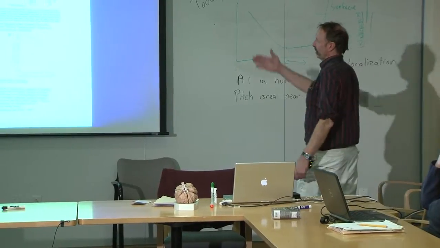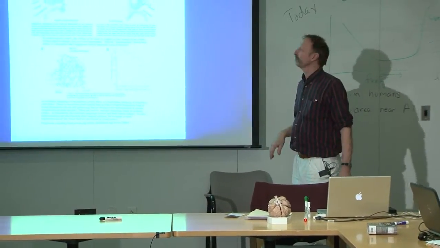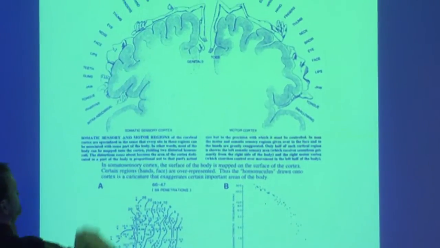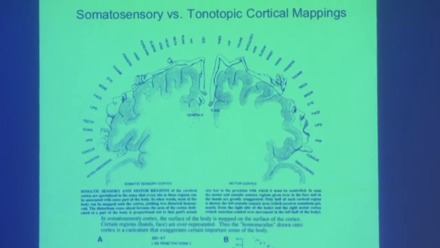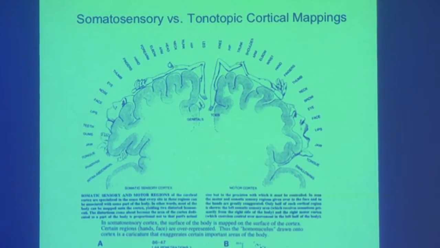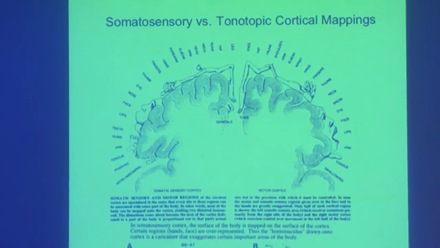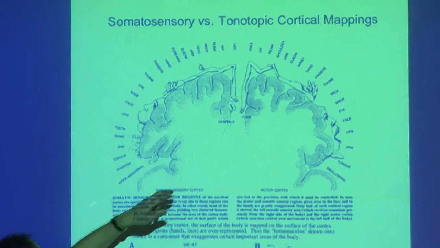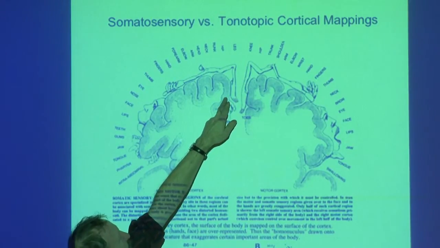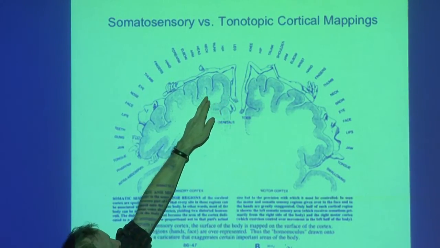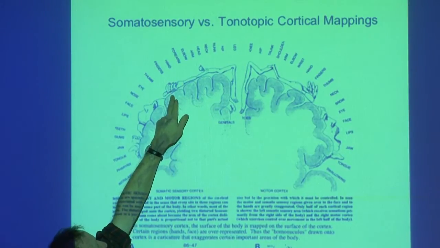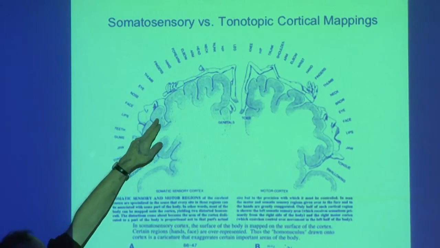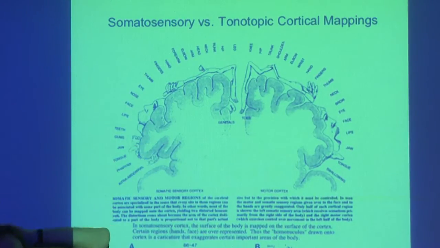Right, so back to the somatosensory cortex. Here's a mapping of the somatosensory cortex, and this is the surface of the body mapped onto the surface of the cortex that I was referring to earlier. So if you stimulate the surface of the body over here, the tips of the toes, you get a response here in the somatosensory cortex. If you stimulate the fingers, you get a response here. If you stimulate the facial region, you get a response over here.